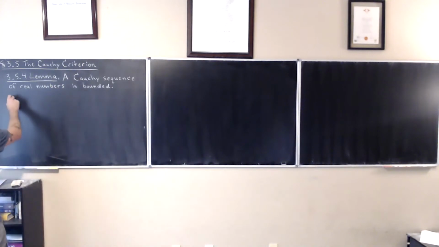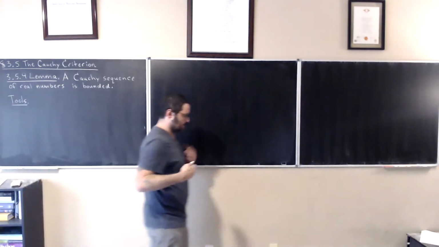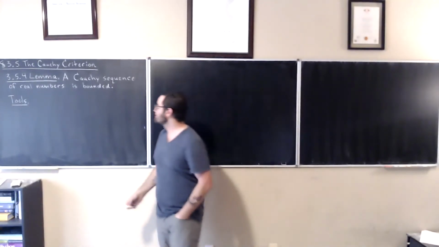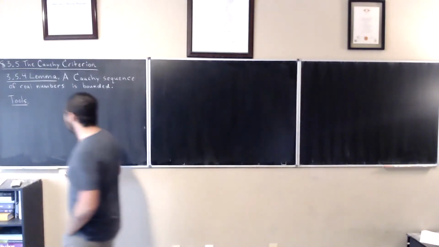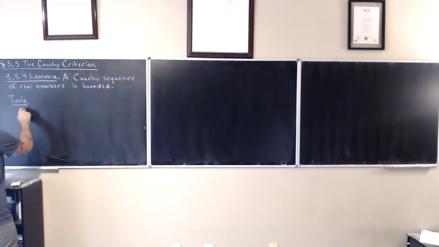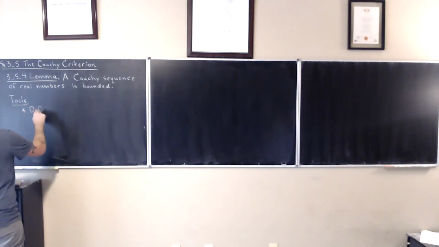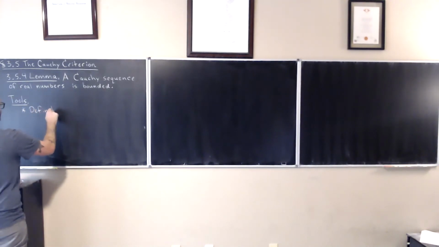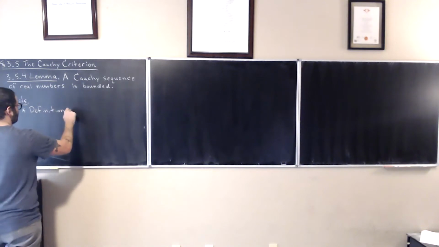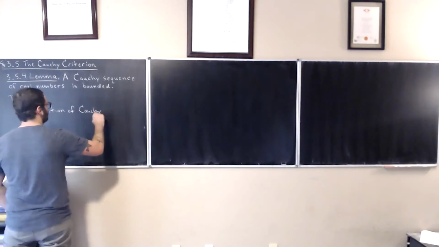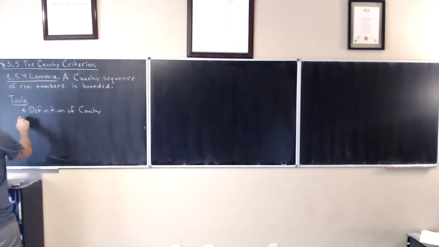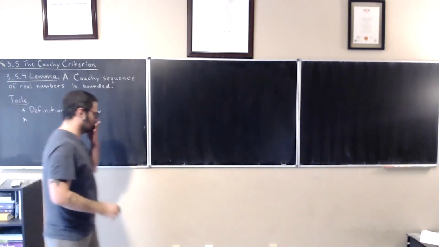So what are the tools that we're going to need for this result? What are the ideas that we need in order to prove this? Well, the statement is: a Cauchy sequence of real numbers is bounded. So we're going to, of course, need the definition of Cauchy. But then what else? What's the idea here? Why would this make sense?